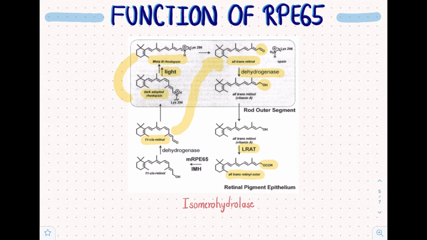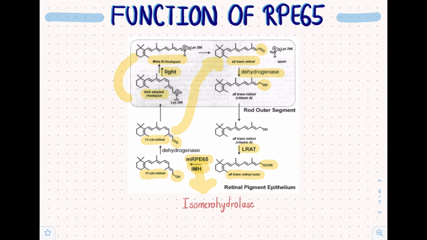The RPE65 protein that we have been discussing until now comes into play here. This protein is an isomerohydrolase, which means it isomerizes and hydrolyzes this ester simultaneously to form this 11-cis retinol. This 11-cis retinol, just like before, gets acted upon by a dehydrogenase, which oxidizes it into our initial 11-cis retinol.